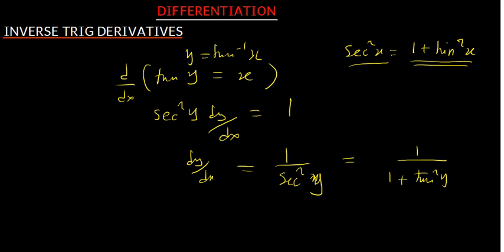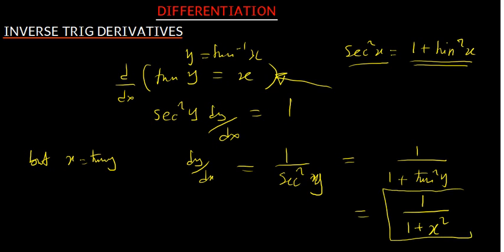And so at this point, what we can do is, of course, let's look at this point which is here. x is giving us what? tan y. So where there is tan y, we are going to replace with x. So that will give us 1 over 1 plus, where there is tan we are going to put x, but that is squared. So that will become the derivative of tan inverse.